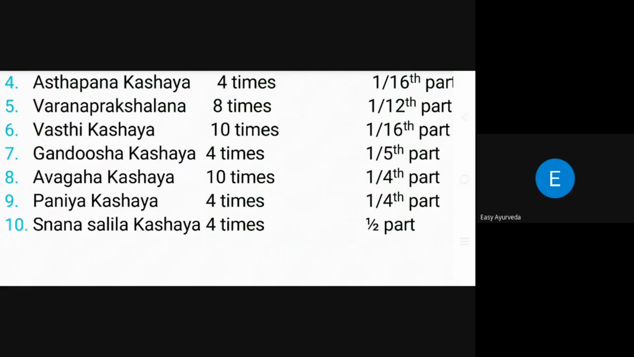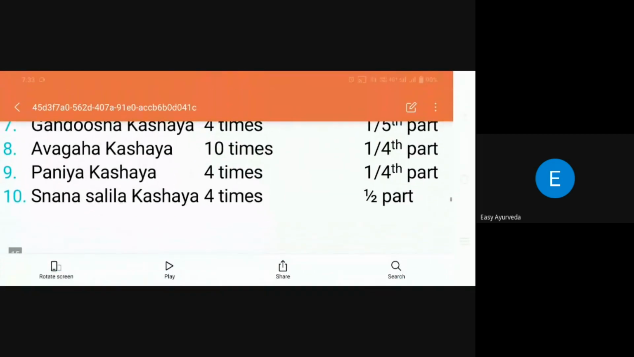Paneeya Kashaya is also one type of Kashaya Kalpana where the drug is taken and it is drinkable. Paneeya Kashaya is called a medicated drinking water. We are going to see that in the future slides. Here, 4 times of water is taken and 1/4 part should be reduced. Snana Salila Kashaya is for bath purposes, and it has been mentioned here.